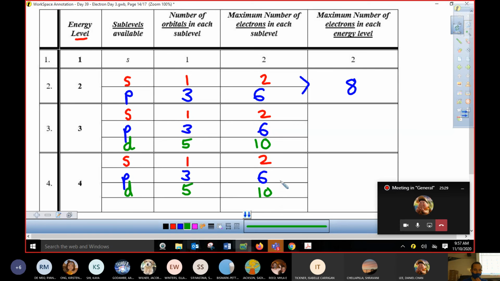So every electron level is bigger, it can hold more electrons. And so for the third energy level, we have 3s, 3p, 3d, 2 plus 6 plus 10. The maximum number of electrons that can go in the third energy level is 18.